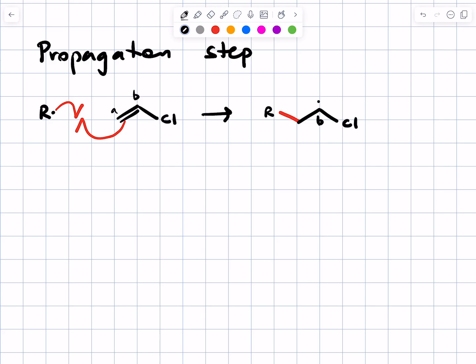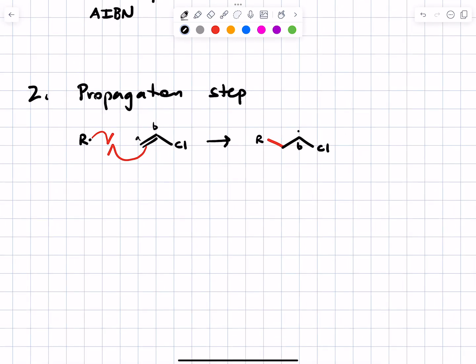We started with a radical. After the reaction, we have another radical. That's a propagation step. All right, and unfortunately, that's all we have time for today.